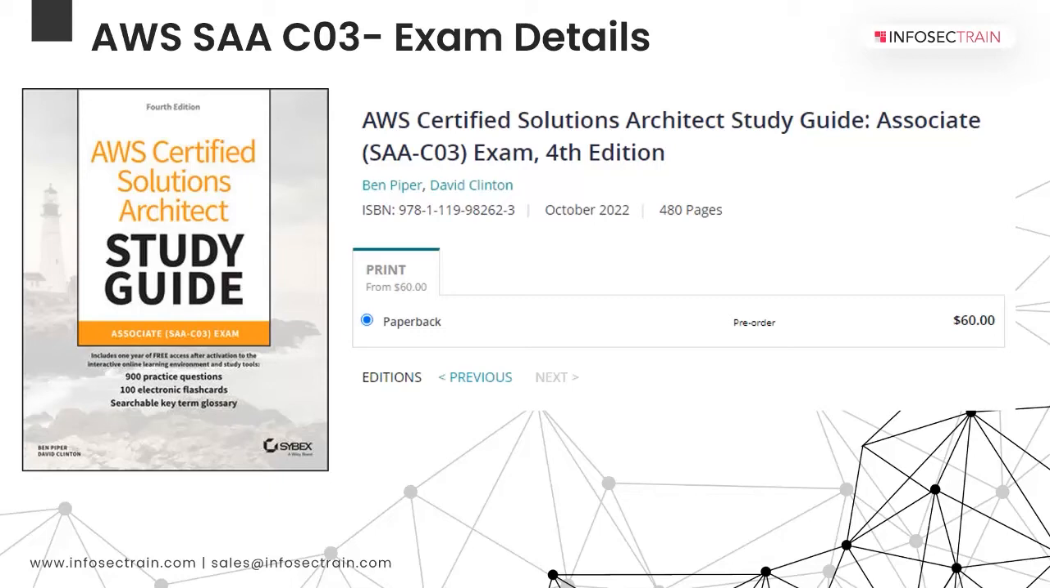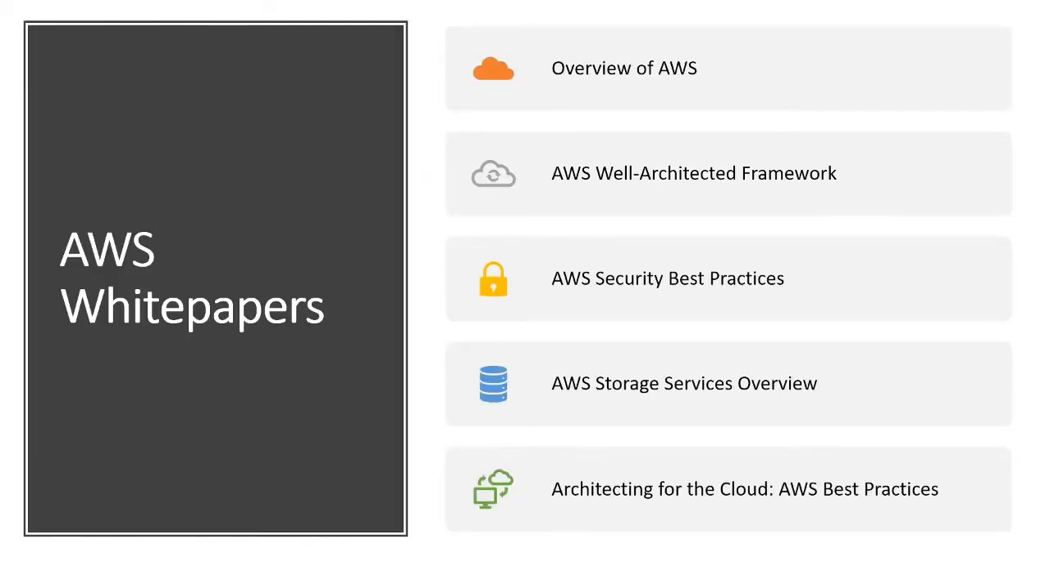Now, the next resource which I always recommend for learning is the AWS white papers. There are a lot of white papers like the overview of AWS, AWS Well-Architected Framework, AWS security best practices, storage services, architecting for AWS cloud. For all these, if you search in Google, you will find the PDF files, and they are available free of cost. You have more white papers like this. You can check the AWS white papers page, and you will find a lot of white papers which can help you with the exam. In fact, they give a proper, precise definition of what you have to understand.